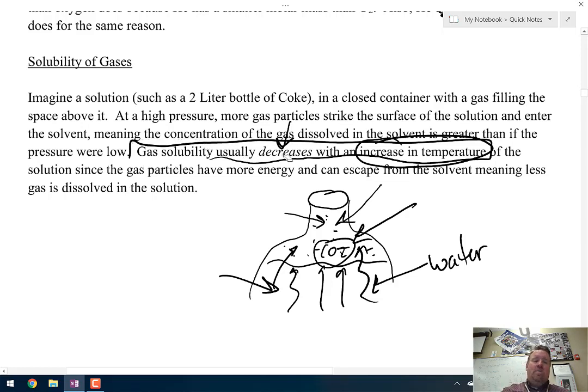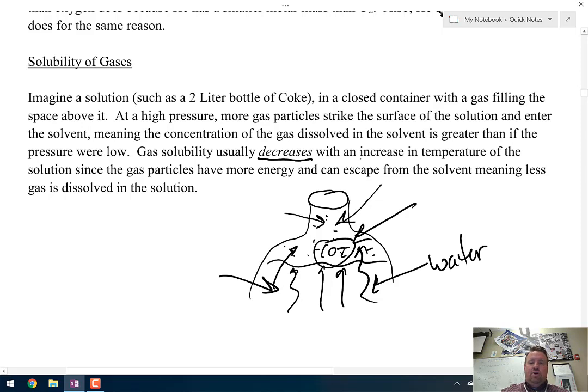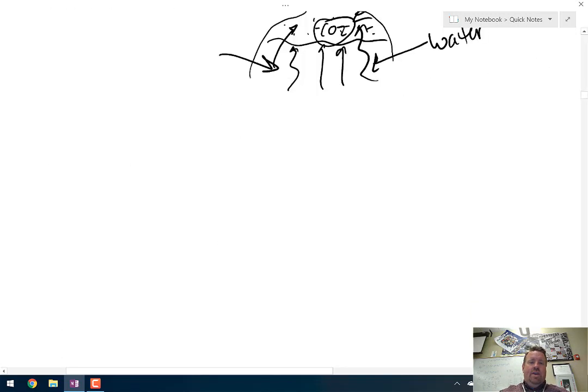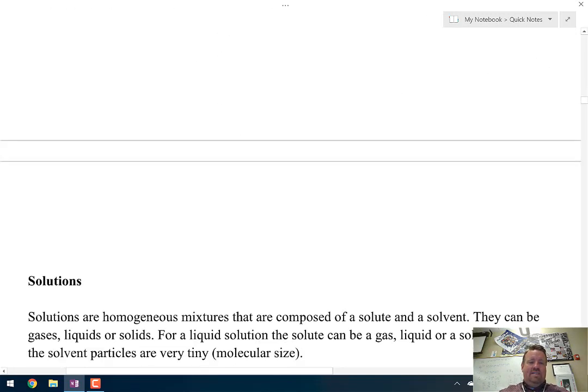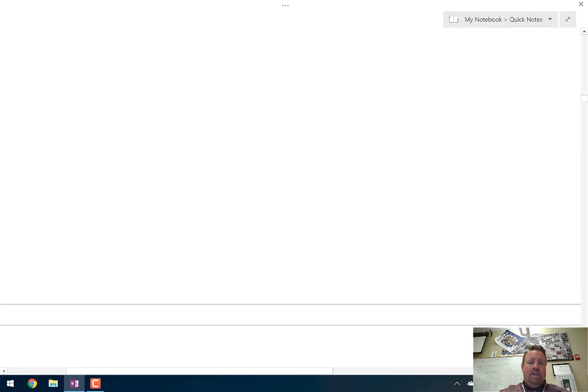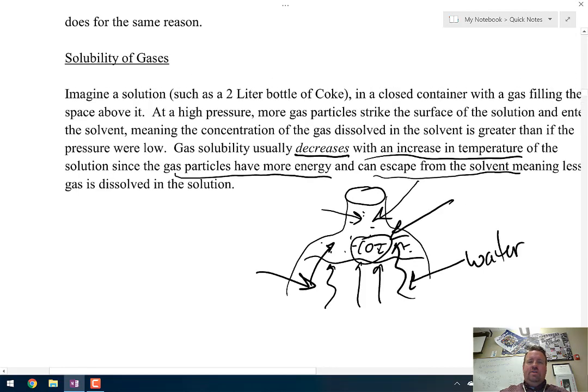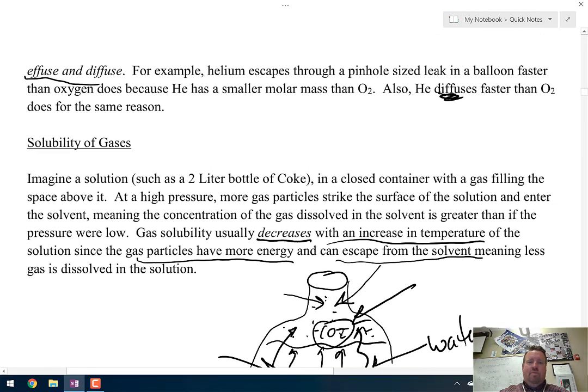So gas solubility decreases with an increase in the temperature of the solvent, or of the solution, I guess. The gas particles have more energy. They can escape from the solvent easier, which means that less gas is dissolved in the solution. Now, this is kind of the end of gases, and after this we are going to get into solutions. So this is a good place to stop for today.